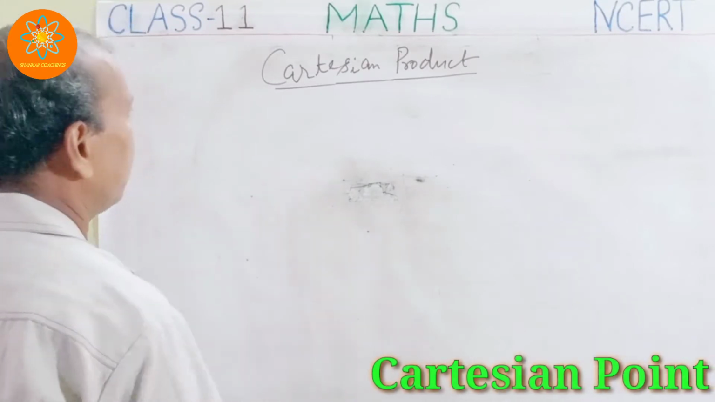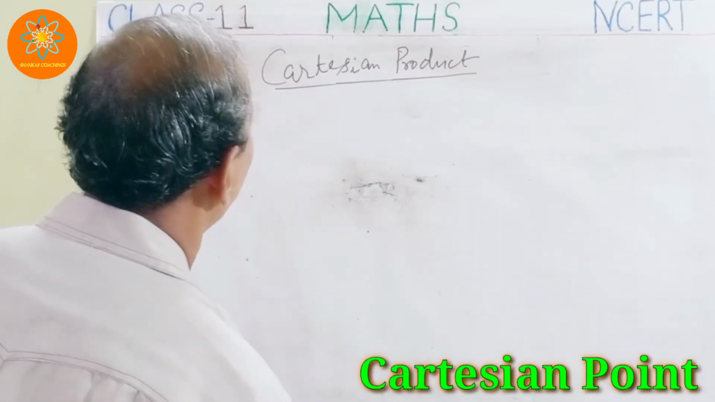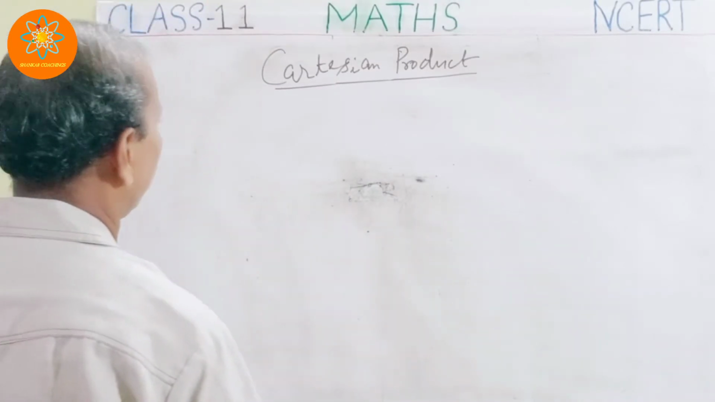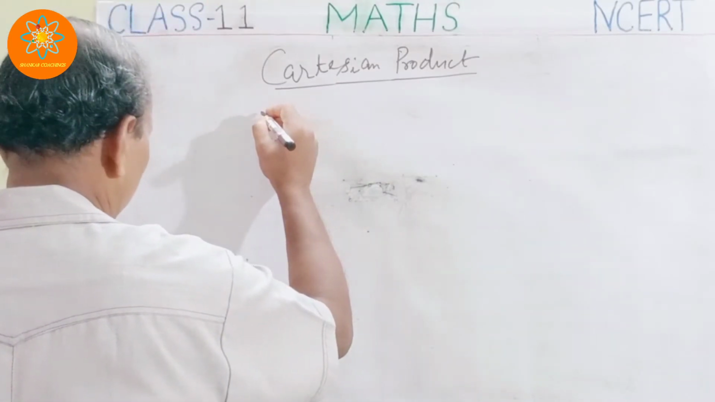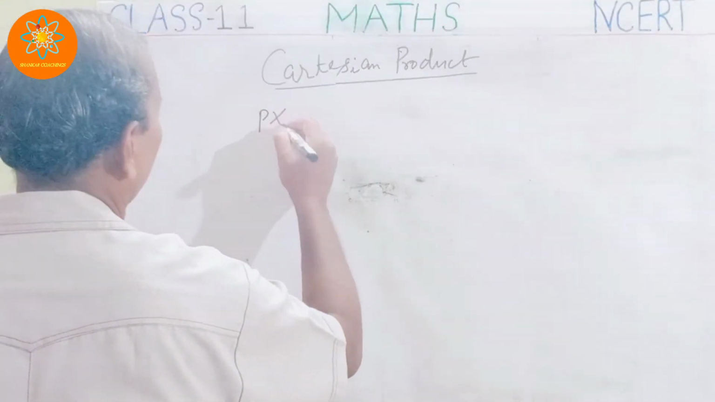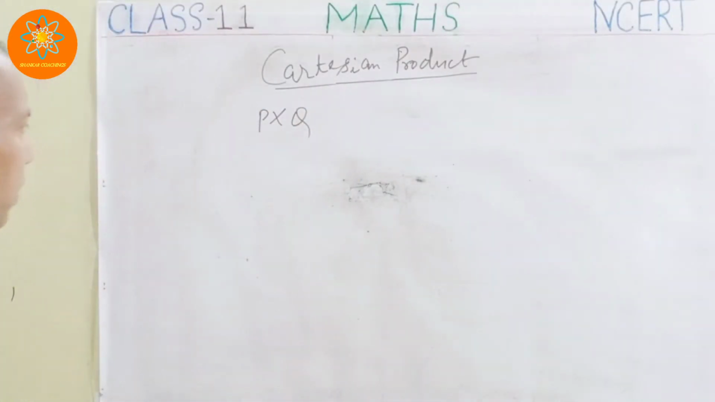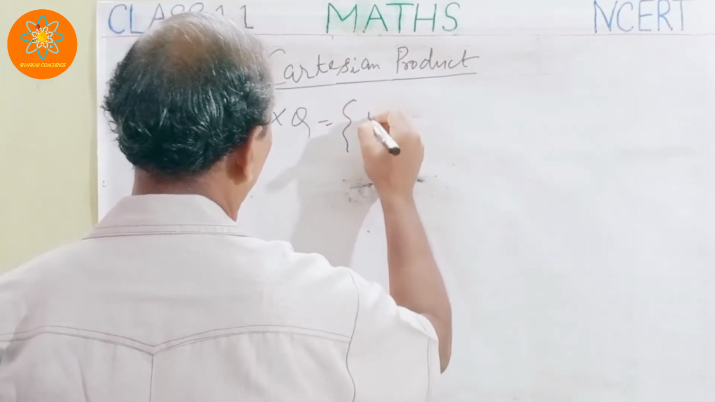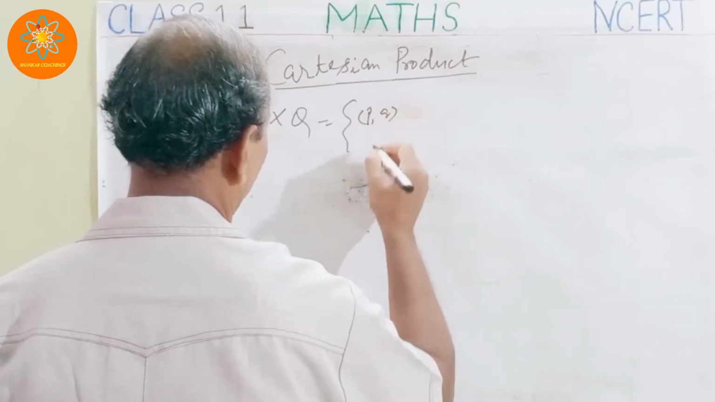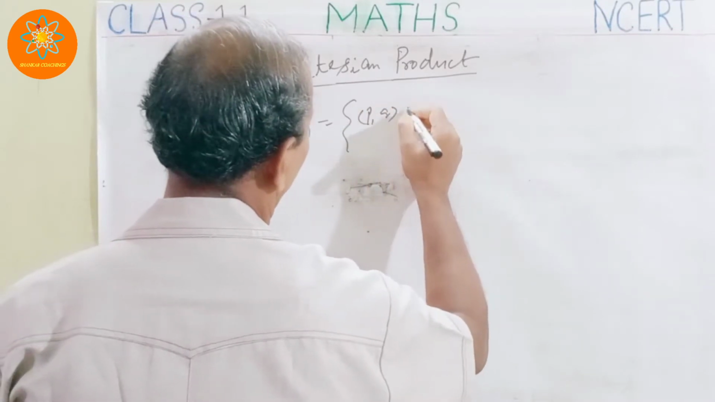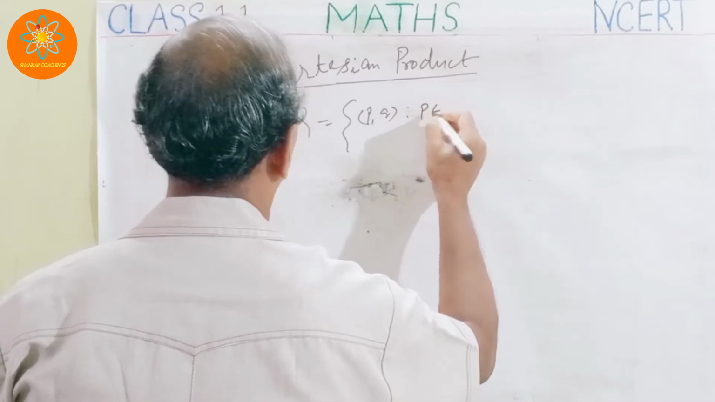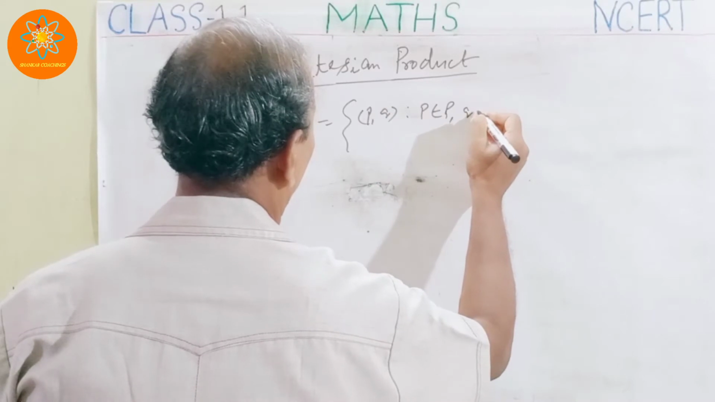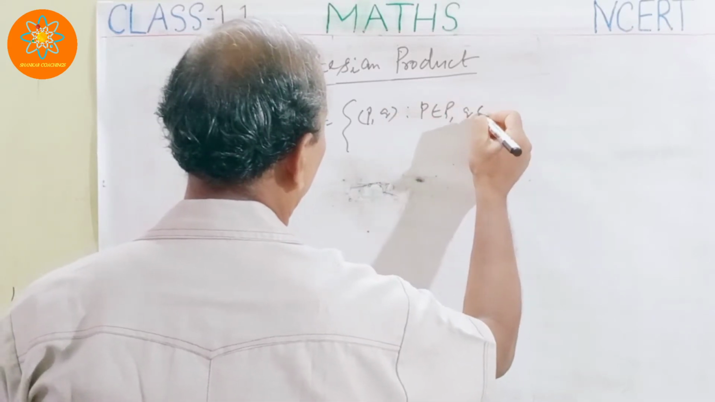Now we see the Cartesian product. Cartesian product means suppose we are given one set P and another set Q. So P cross Q will be defined as the set of ordered pairs (p, q), where p is a member of set P and q is a member of Q.